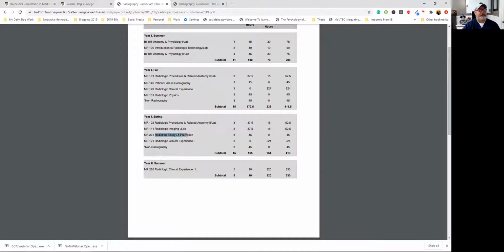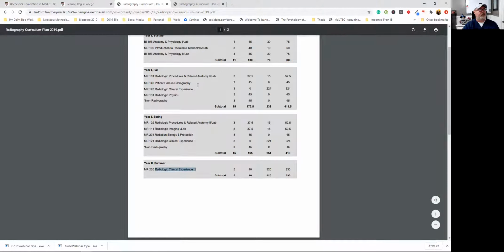Radiation biology and protection is about how the protons and electrons interact with the human body, how it can cause negative effects on the human body, what you can do to protect against it. And you need to know that for your board exams. And then one more clinical rotation in the spring, and then another clinical rotation in the summer. So your clinicals rotated. Oh, this is just the first year too.